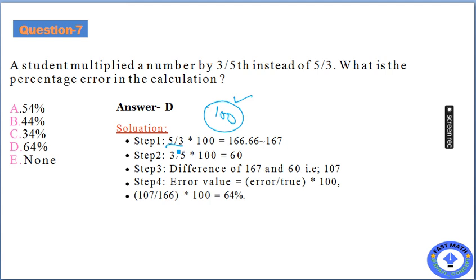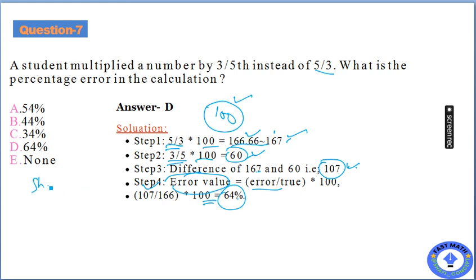In step 1, actually it is 5/3, that means 5/3 of 100. It is around 167. Coming to what he actually did, it is 3/5 of 100. It is 60. That means the difference of 167 minus 60 is nothing but 107. The percentage of error, how we calculate it, is the error divided by actual. That is nothing but 107 by 167 into 100, that is nothing but 64%.